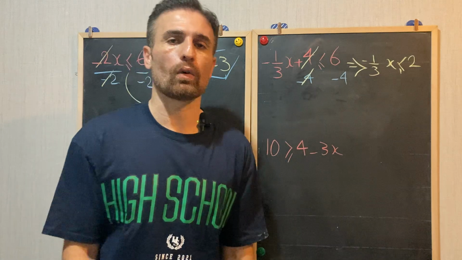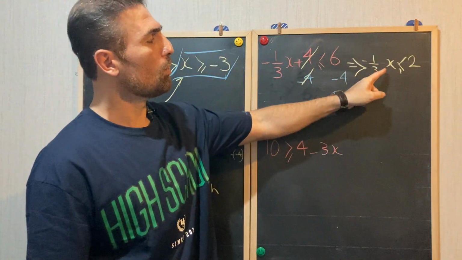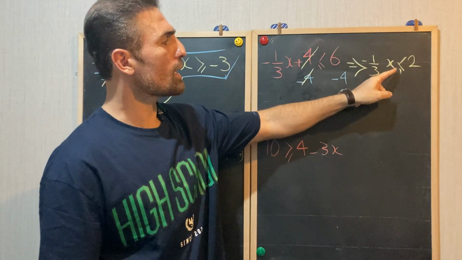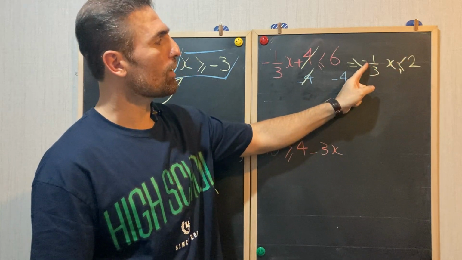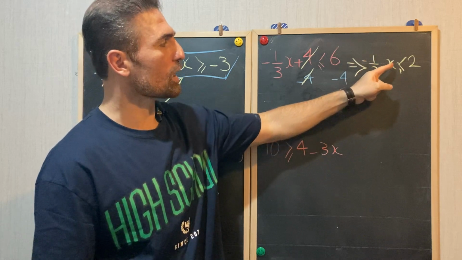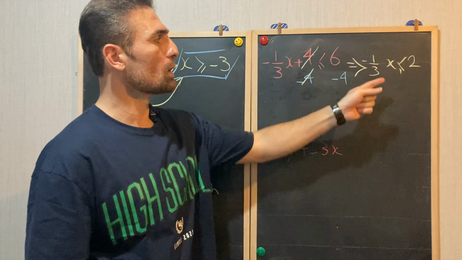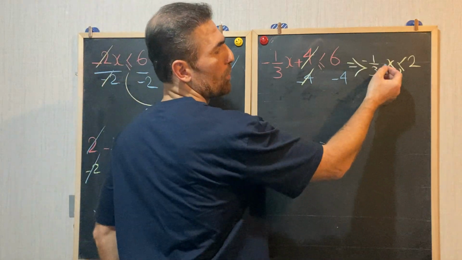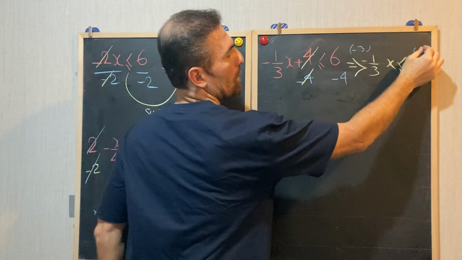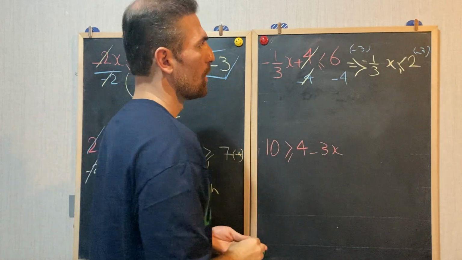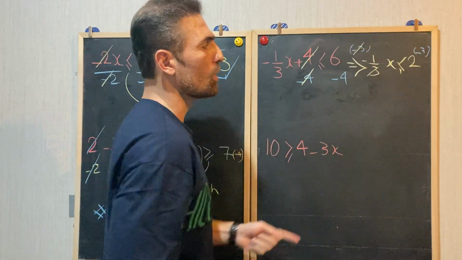Can you help me to find the solution? Negative 1 over 3 multiplied by x is less than or equal to 2. Look here, we have negative 1 over 3. Division, x over 3. That is why you are going to use multiplication. Multiply both sides by negative 3. So negative 3 cancel out.